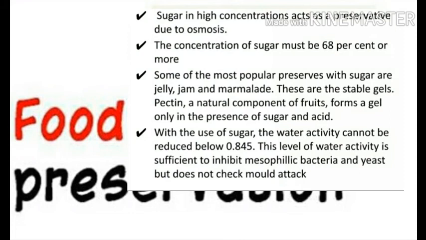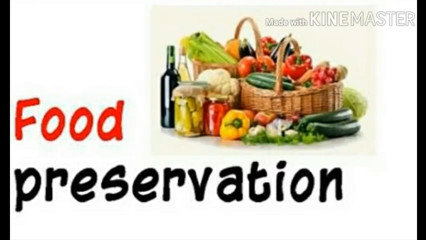So we are studying how to preserve food from microorganisms. The simple methods are salting and sugaring. In salting, when the food contains above 12% salt concentration, the food can be preserved. When the salt level is up to 18 to 25%, microorganisms will definitely be removed from that food item.